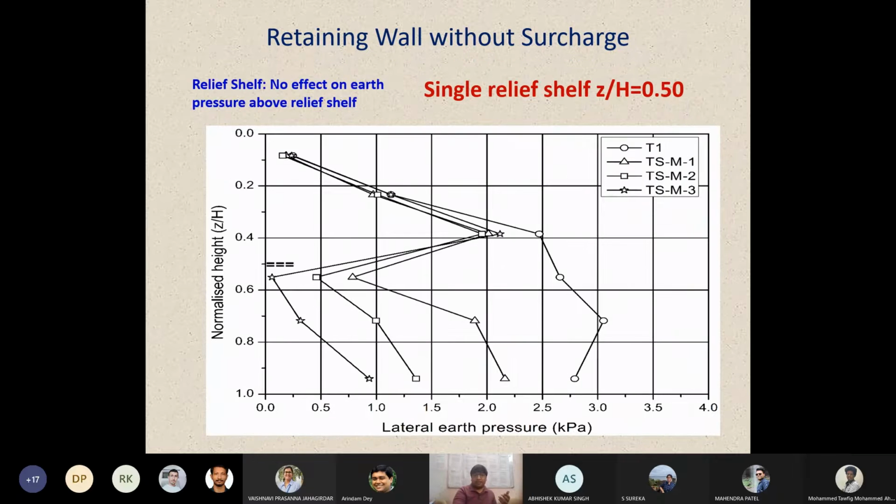And similarly for the various positions, once we moved to another position, we got this earth pressure distribution of the relief shelf, and below it the distribution is similar to this one. So as noted, the increase in width of the relief shelf also plays a part in how the earth pressure distribution will be below the relief shelf. Not only the position, but the width of the relief shelf is also responsible for changing the earth pressure distribution below the relief shelf.